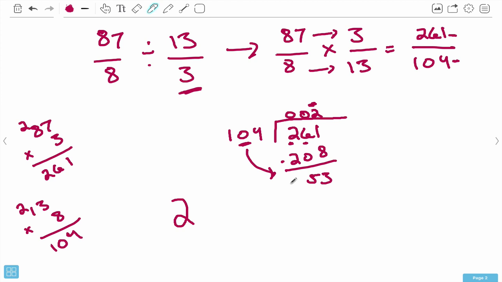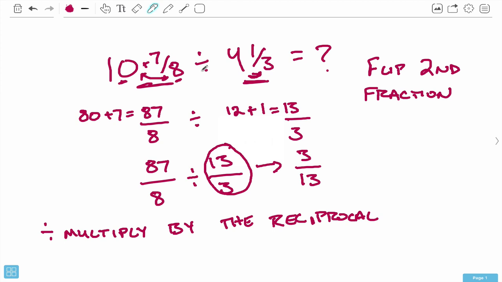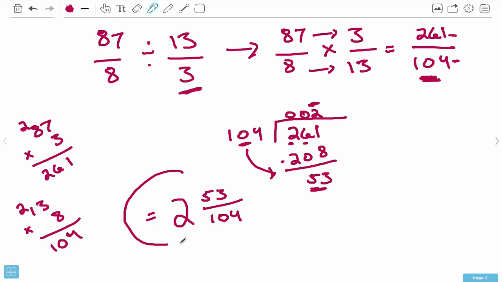This is now your numerator. So that's going to be the number on top, 53 over, we keep the same denominator as we did over here, 104. So our whole number, our numerator, and our denominator. So the answer to the question is 2 and 53 over 104. So the original question being 10 and 7 eighths divided by 4 and a third is now 2 and 53 over 104.